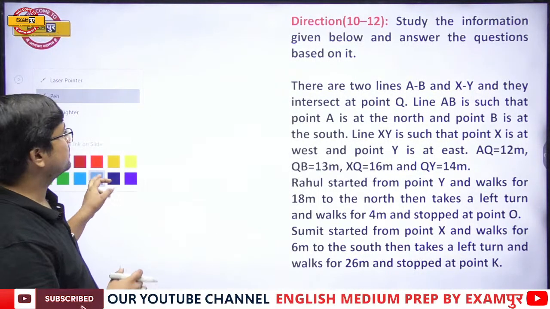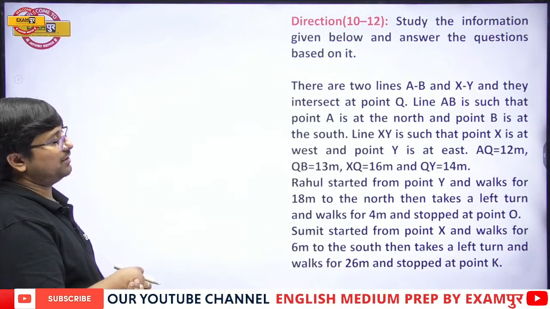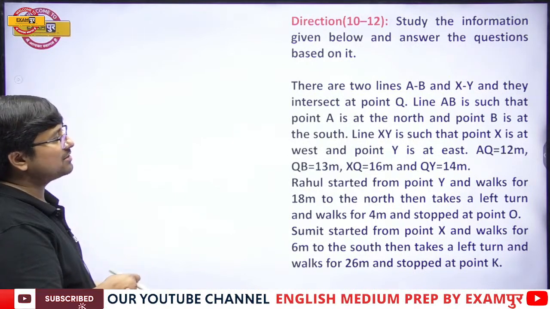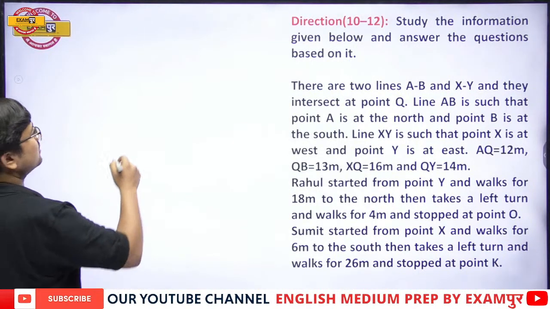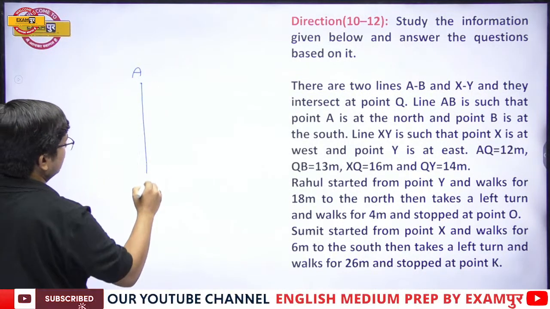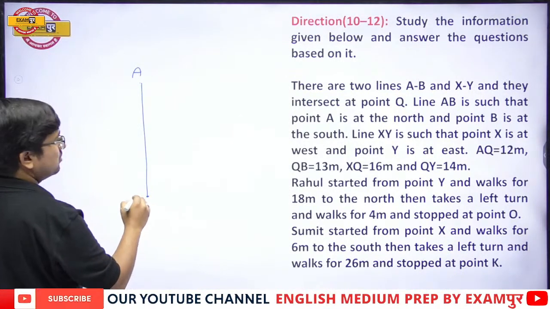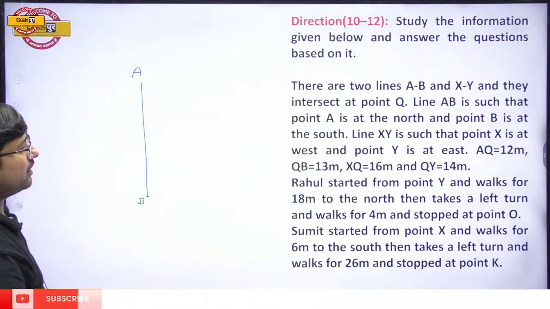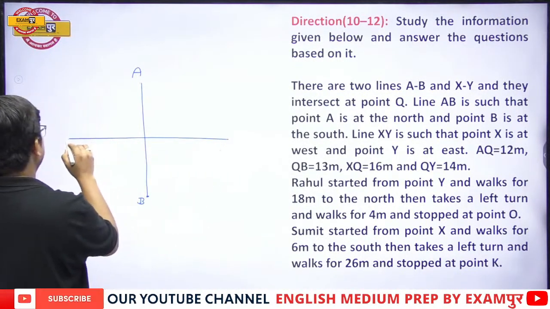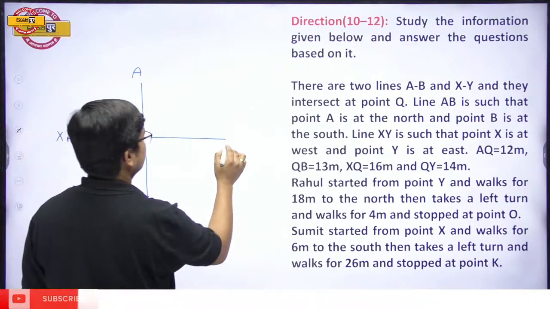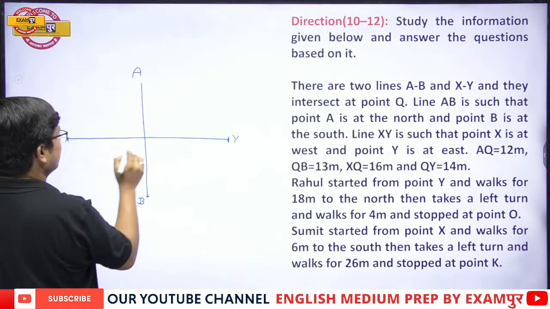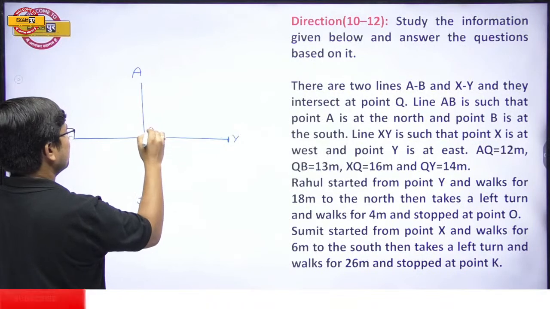Now see, my dear students, there are two lines AB and XY and they intersect at a point Q. On line AB, A is at the north and point B is at the south. Line XY is such that X is at the west and Y is at the east, and they are intersecting at point Q.